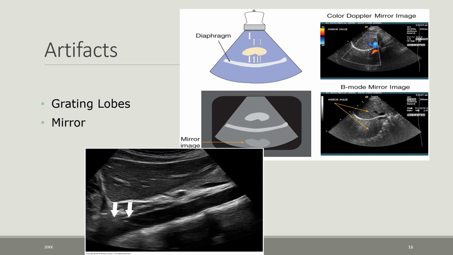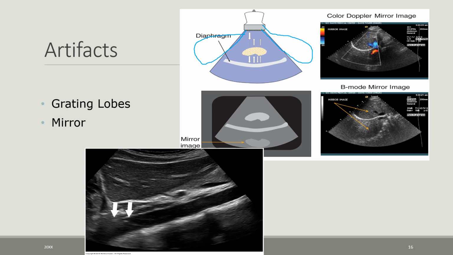You can also have grating lobes, which are just lobes that leave outside the beam where the beam should be gathering information, and it creates artifactual information in your image that shouldn't be there because it took it from somewhere else and grabbed it and placed it on your image.